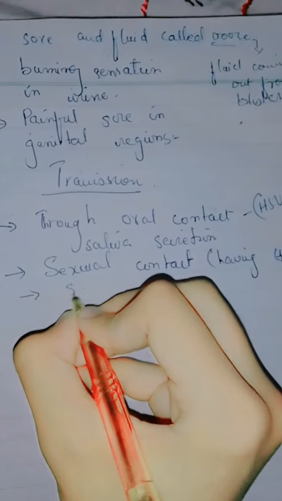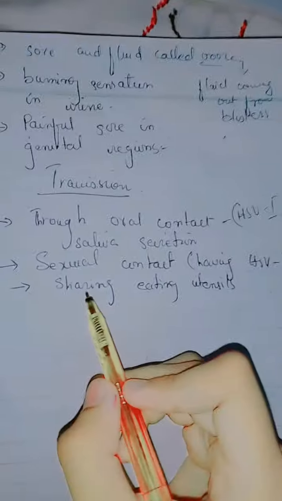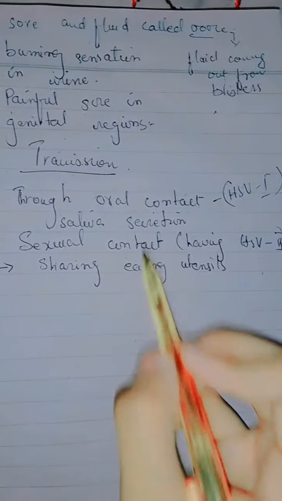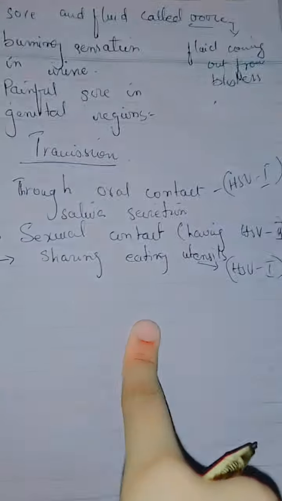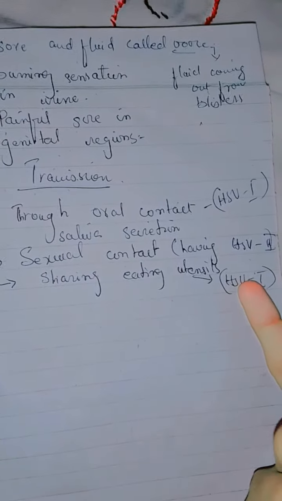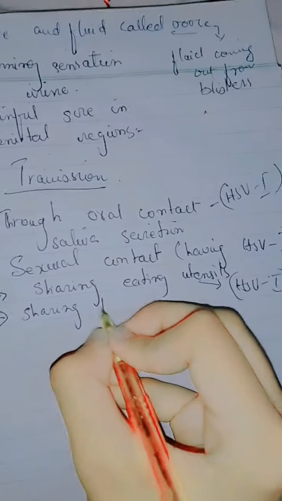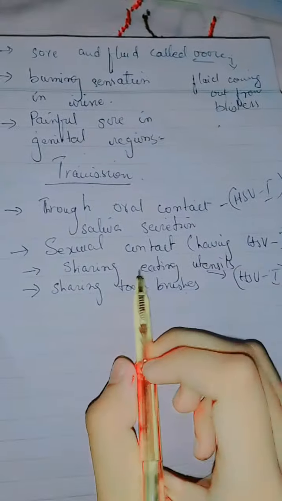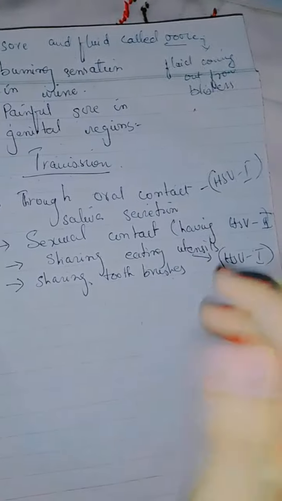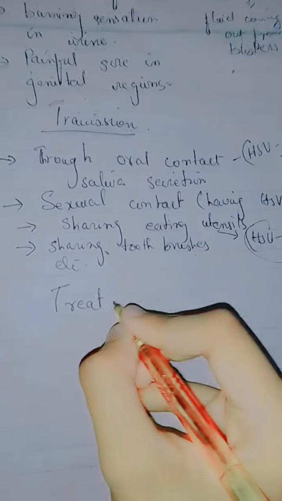Now coming to another point, that is sharing eating utensils. If two persons are eating from the same utensil, it can transmit, and that virus will be HSV1. If one person has HSV1, it can transmit to another person. Another point is sharing toothbrushes. If a person has this virus and shares a toothbrush with another person, HSV1 can be transferred. Now if we talk about treatment, what is the treatment of this virus?